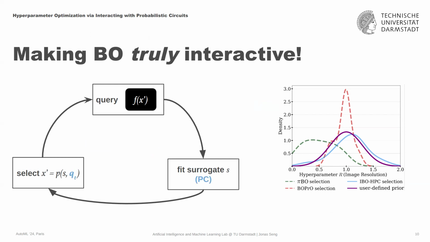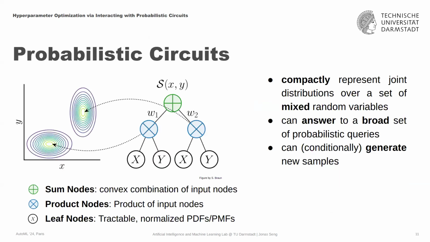In order to improve upon that, we propose to use probabilistic circuits as surrogate models. Probabilistic circuits compactly represent a joint distribution over a set of mixed random variables that can answer a broad set of probabilistic queries, such as marginalization and conditioning, and that can also conditionally generate new samples. These models consist of three types of nodes: sum nodes, product nodes, and leaf nodes, and can be interpreted as a hierarchical mixture model, where the sum nodes represent mixture distributions and the product nodes represent product distributions.